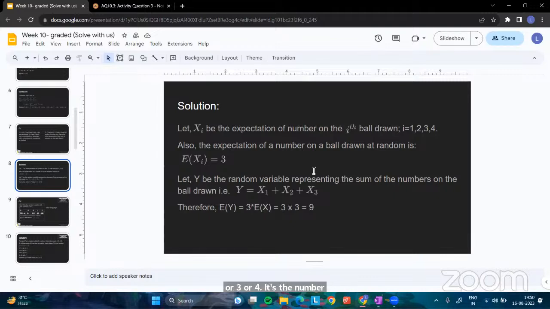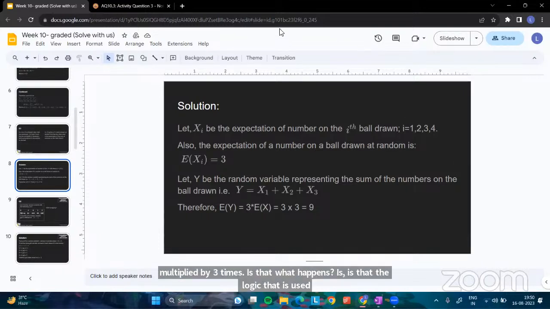So x2 will be the number on the second ball drawn, which can also be either 1, 2, 3, or 4, but the general expected value which we calculated is 3. That is what we generally expect to be the value. Now, when we do expectation of sums equal to sum of expectations, given x1 can be either 1, 2, 3, or 4, for which the expected value is 3, we multiply it by 3 times. Is that the logic that is used?